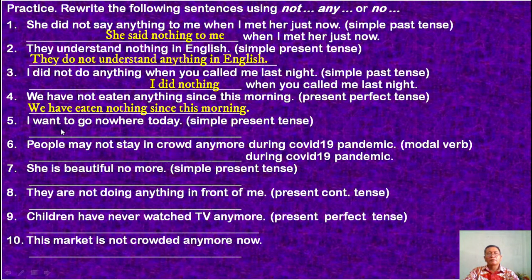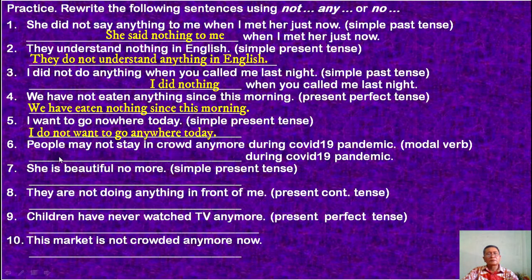Number 5. I want to go nowhere today. Simple present tense. What's another form of number 5? It's alright. I do not want to go anywhere today.